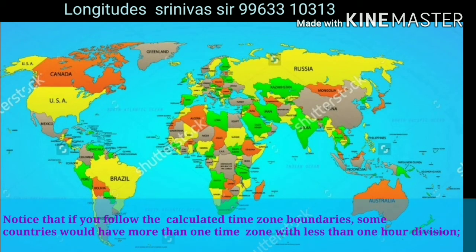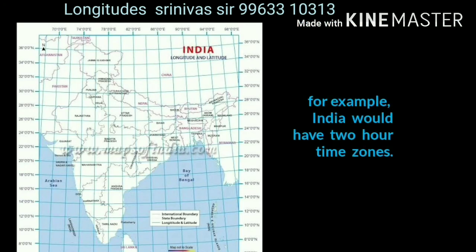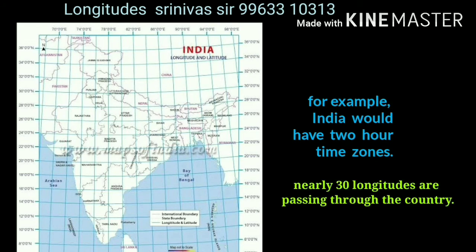Notice that if you follow the calculated time zone boundaries, some countries would have more than one time zone with less than 1 hour division. If we follow the local time at local longitudes, there is a problem because some countries are very big and many longitudes pass through the country. For example, India would have 2-hour time zones. Why? Because nearly 30 longitudes are passing through the country.